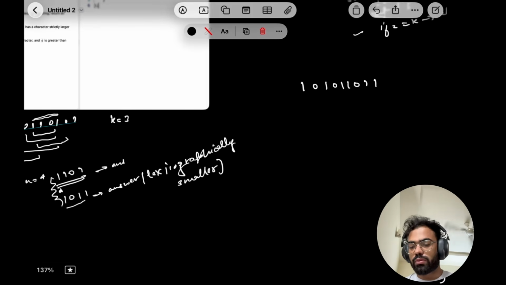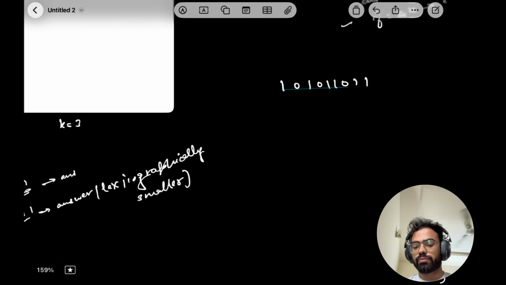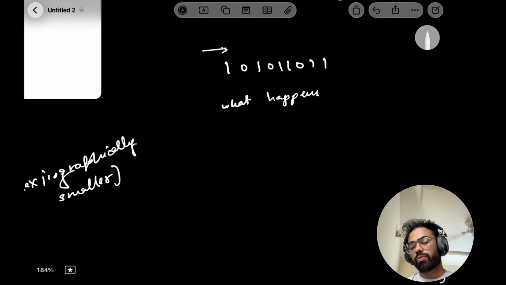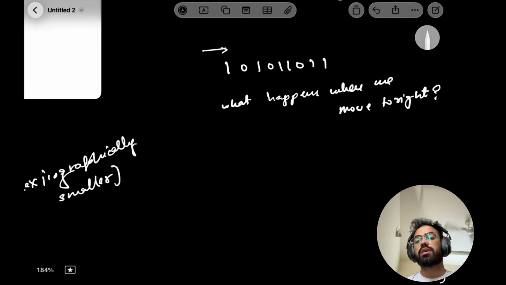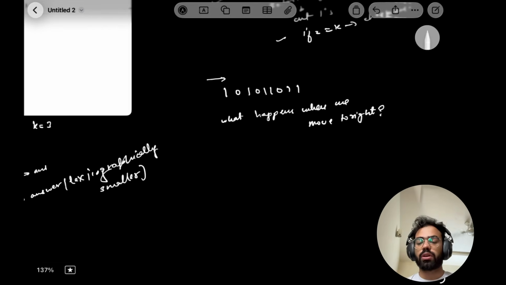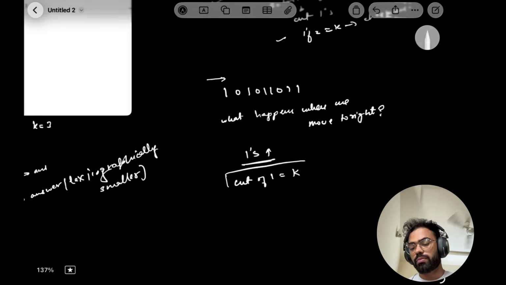Okay, so now let's do a dry run. But let me first ask you one question, so you answer it. If I start from left, what happens when I move to right? See what happens when we move to right. क्या हो रहा है basically? If you can answer this question, you can easily understand all of the 2 pointer approaches. So tell me, basically ones are increasing, right? Count of ones increases, and what do we need? Count of 1 equals k we need, right?